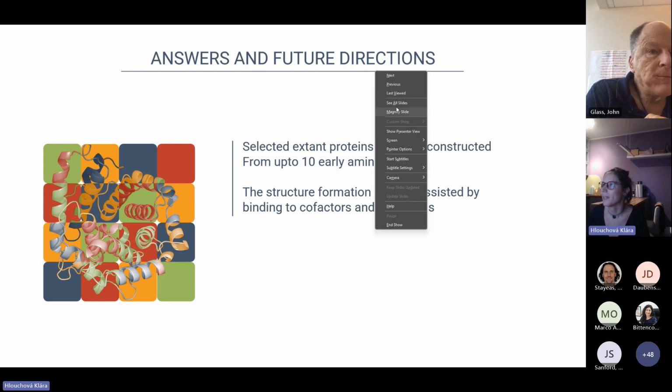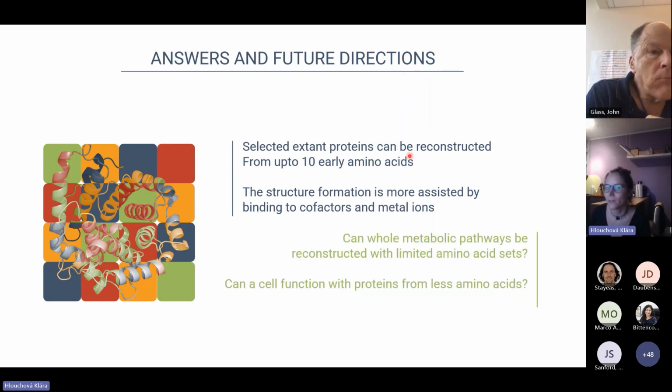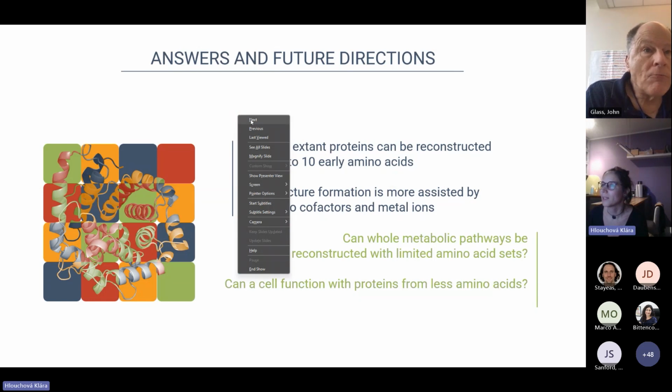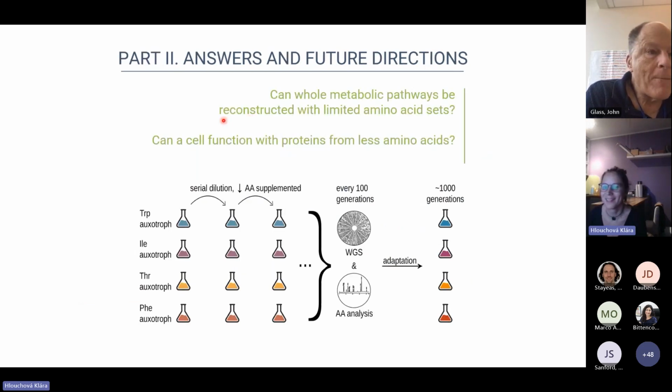And what we would like to do next is we would like to look in a more in vivo environment. We would actually love to see if we can recover whole metabolic pathways in some species with limited amino acid sets. And we would love to see if a whole cell can cope with maybe a lack of some amino acids. And that's why we started talking to you, John, and to you, the minimal cell community. The very first experiment we would love to do with the mycoplasma would be the simple evolutionary adaptation to decreasing amounts of amino acids. This is roughly the pipeline.